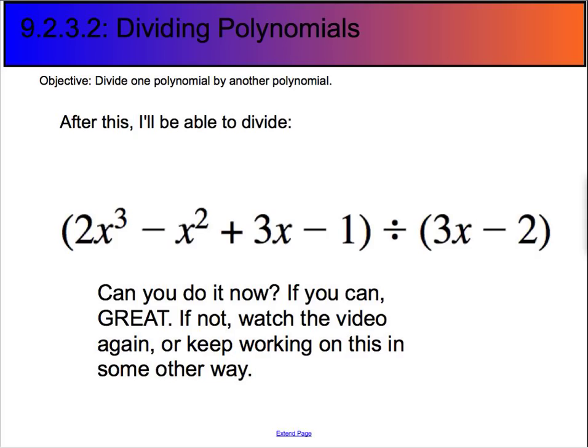So, can you divide these two polynomials now? If you can, fantastic. If not, watch the video again or keep working on this in some other way.